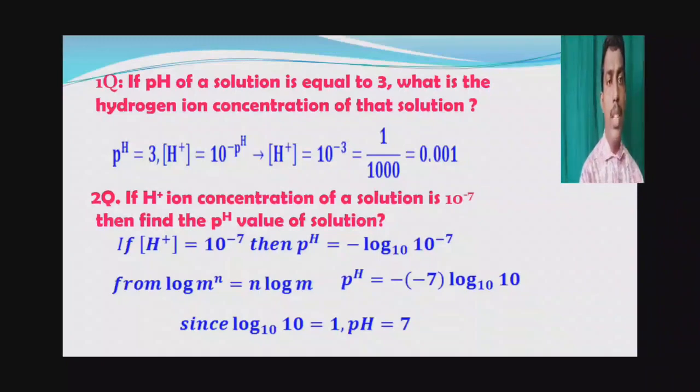If H plus ion concentration is 10 power minus 3, pH is 3. If H plus ion concentration is 10 power minus 14, then pH is equal to 14.